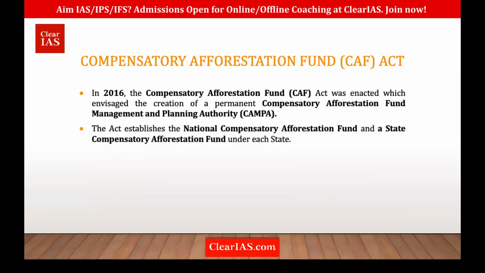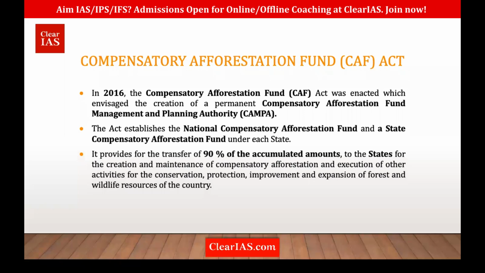There is a two-tier system: a National Compensatory Afforestation Fund and a State Compensatory Afforestation Fund. At the national level, we just keep 10%, and at the state level, we give about 90%. So whatever fund is given to CAMPA, 90% is allocated to states for compensatory afforestation and for conservation and preservation of forest, and 10% is maintained at the central or national level. This is how this fund is acting.